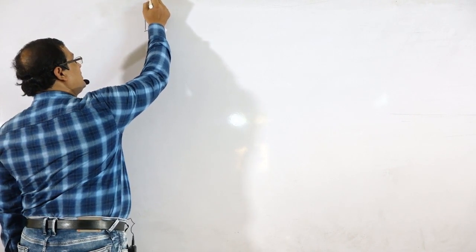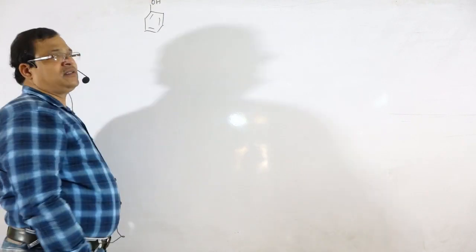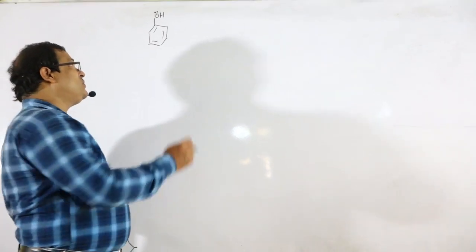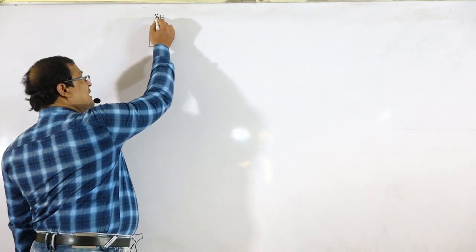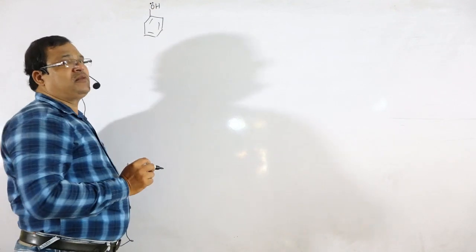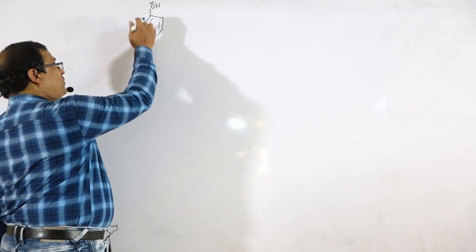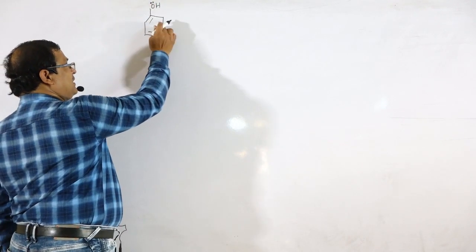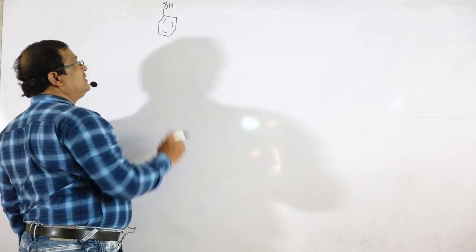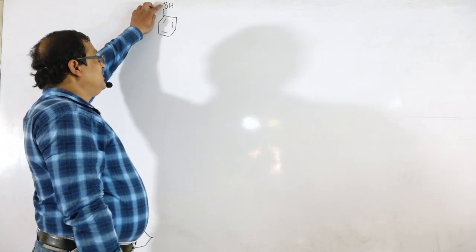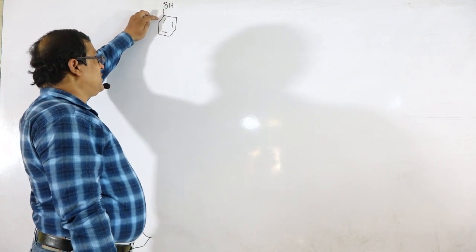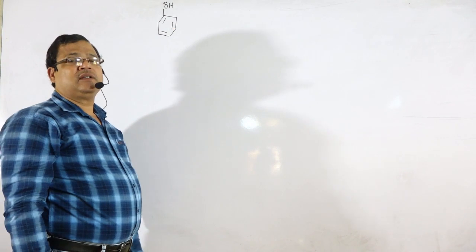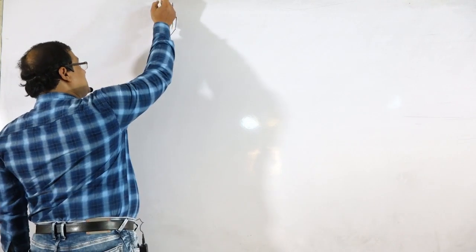This oxygen atom contains a lone pair of electrons. This lone pair of electrons of the oxygen atom is in conjugation with the benzene ring. So there is the lone pair, single bond, double, single, double, single, double, single. That is in conjugation, so resonance takes place.